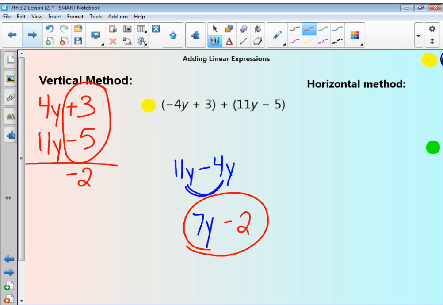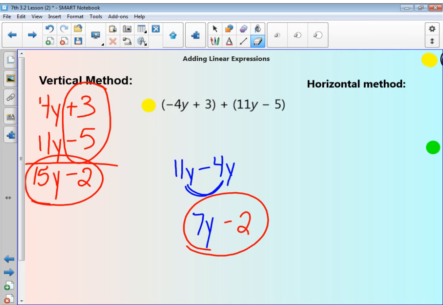Larger number was negative. Here I've got a +4 and a +11. We're going to go ahead and add them because they're the same. So 4 plus 11 gives me 15 with my Y. Notice I got the same answer. No, I didn't. What did I do wrong? Oh, I forgot to bring my negative sign onto my 4. I'm like, how did I get different answers?